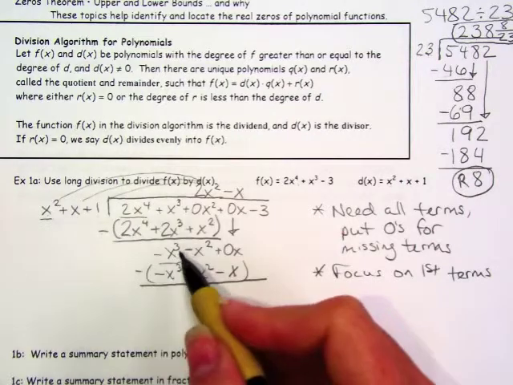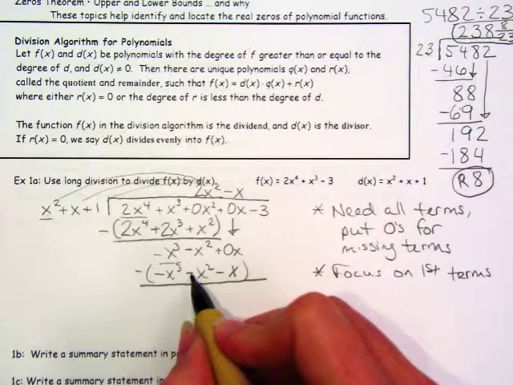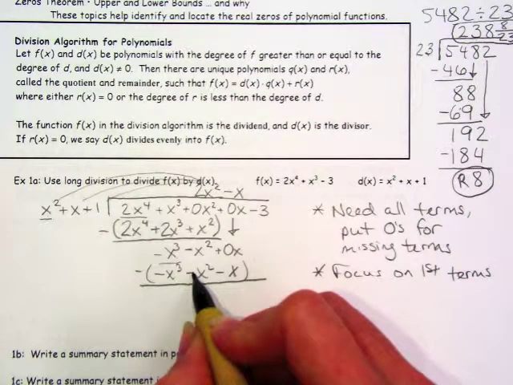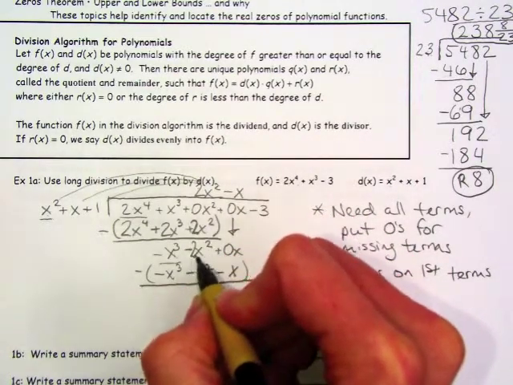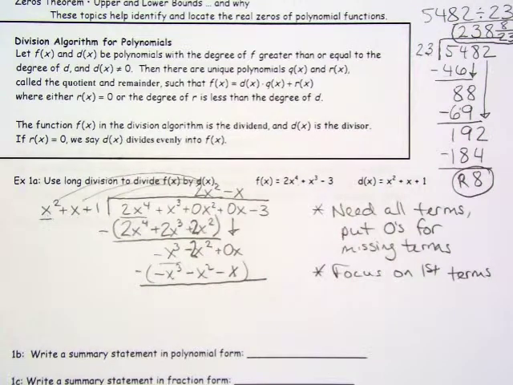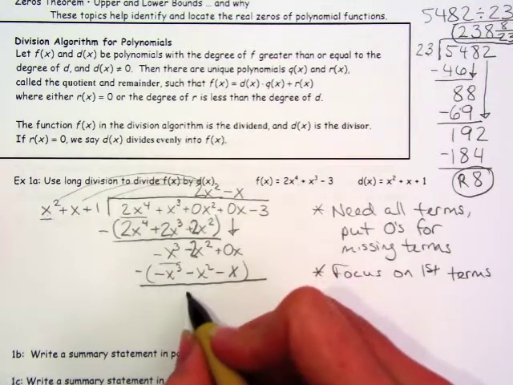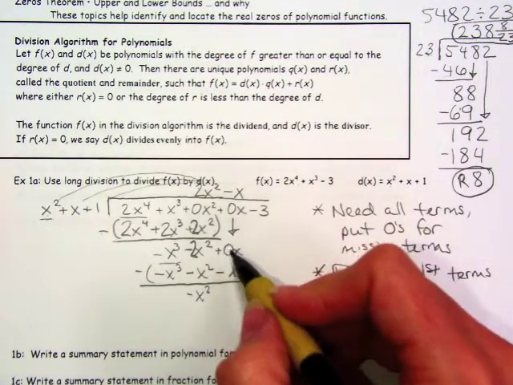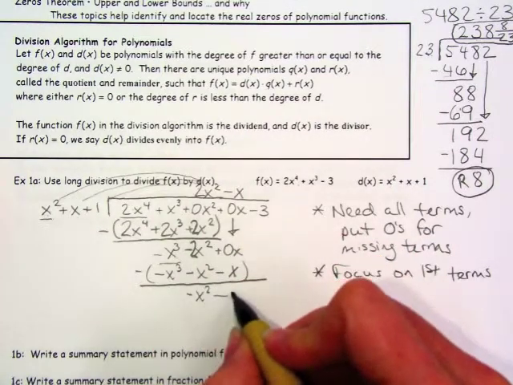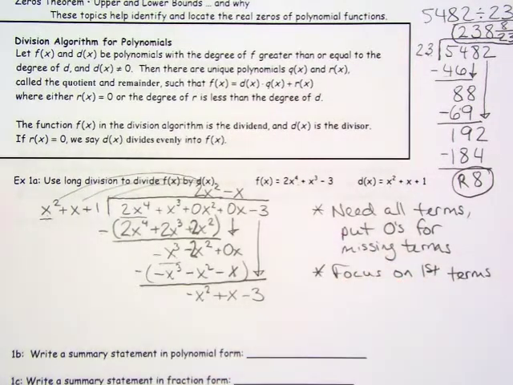As we subtract, negative x cubed minus x cubed is 0. Negative x squared minus a negative x squared. Something's wrong there. What did I do wrong? Oh, back here. I made a mistake. That should have been 2. So this should be a 2. Sorry. Now I have negative 2x squared minus a negative, so plus x squared is negative x squared. And then 0 minus a negative, plus x, and then bring down that 3, minus 3, bring down that negative 3.